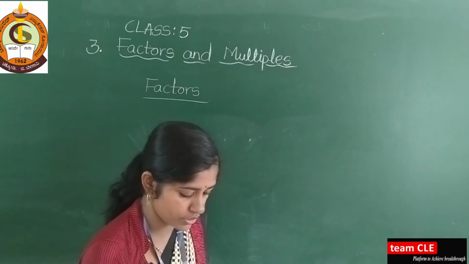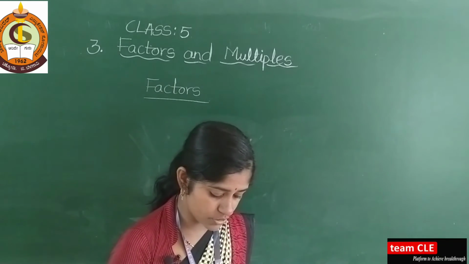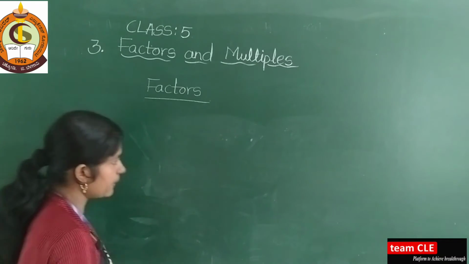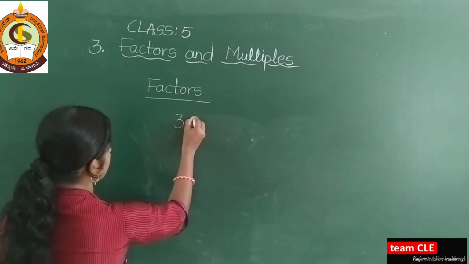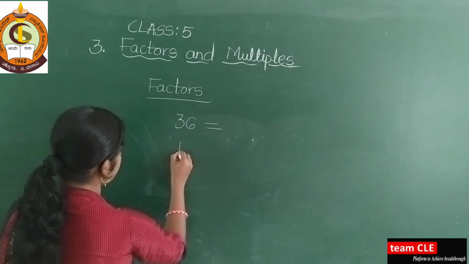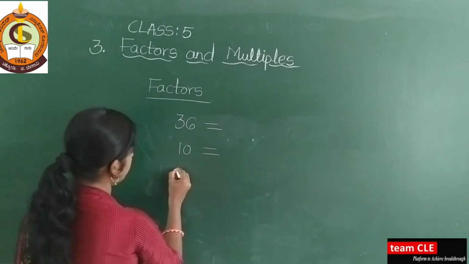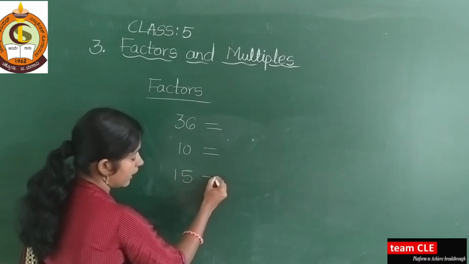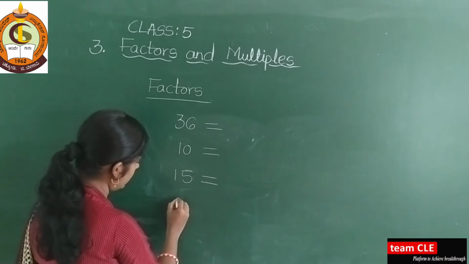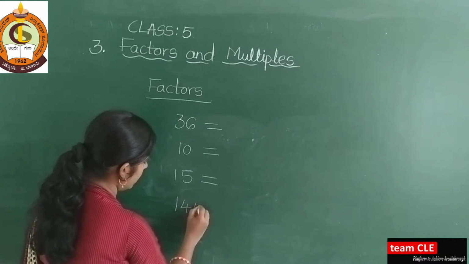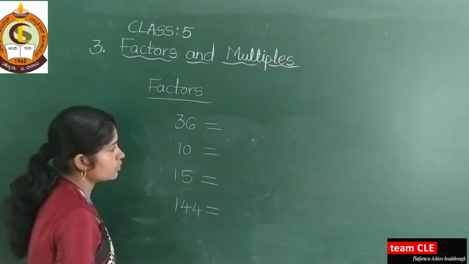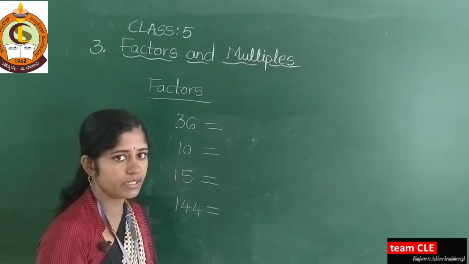So the first question is: write all the factors of the following. For example, here 36 is there. 36, I will take here 10. Next I will take here 15. Next I will take here 144. Okay, so let us check 36 is there in which table.